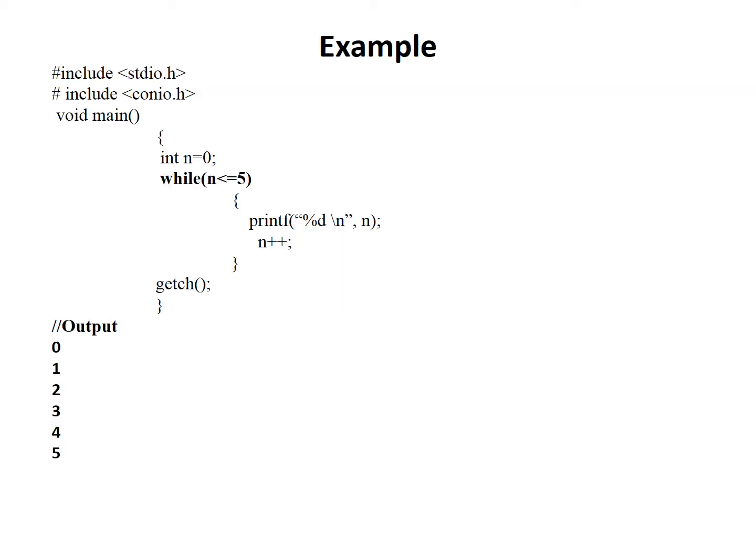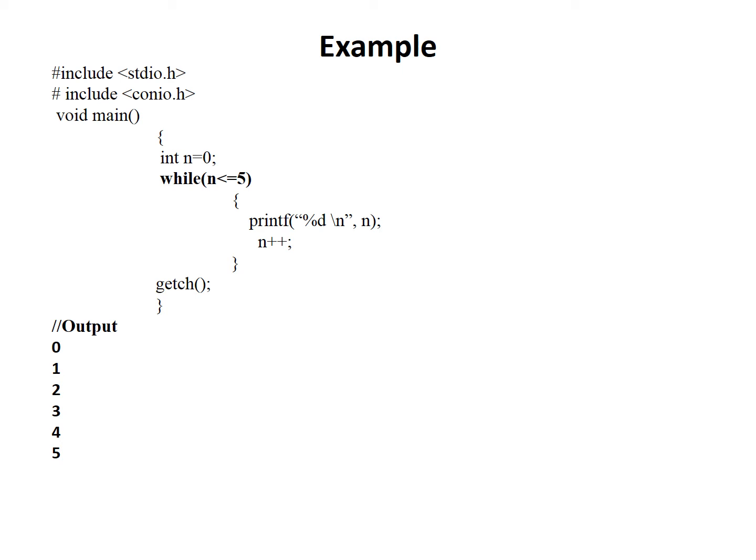Here we will just see one example. Firstly, we have included the header files and started the main program. Within that, I am considering one variable, that is n. As I have explained, the first action taken in the loop is initialization. So I have written here integer n is equal to 0, that is, I am going to initialize the variable n with the value 0.